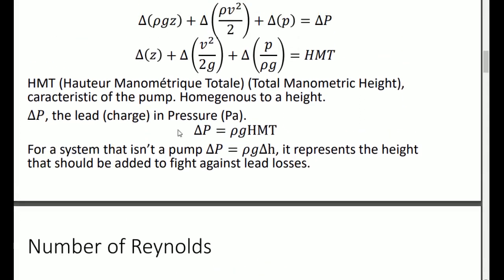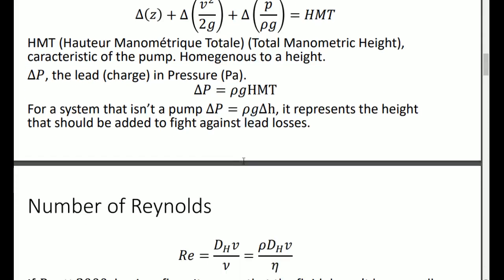So when it's not a pump, we'll note our HMT to be delta H, because it's more convenient. And when we talk about a pump, we call it HMT. So it represents the height that should be added to fight against the head loss.